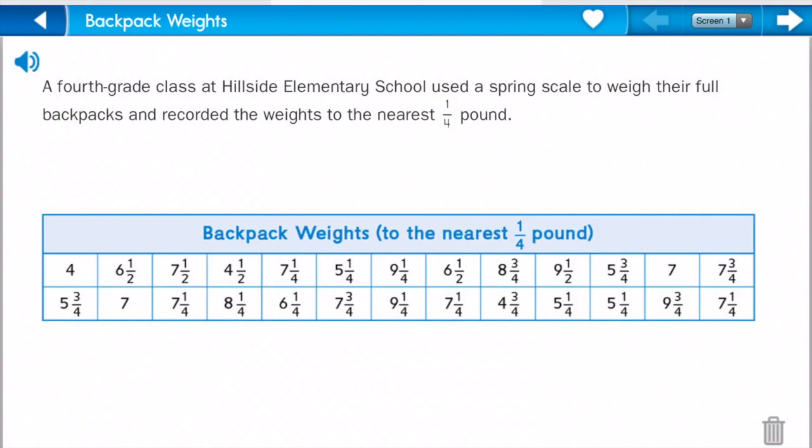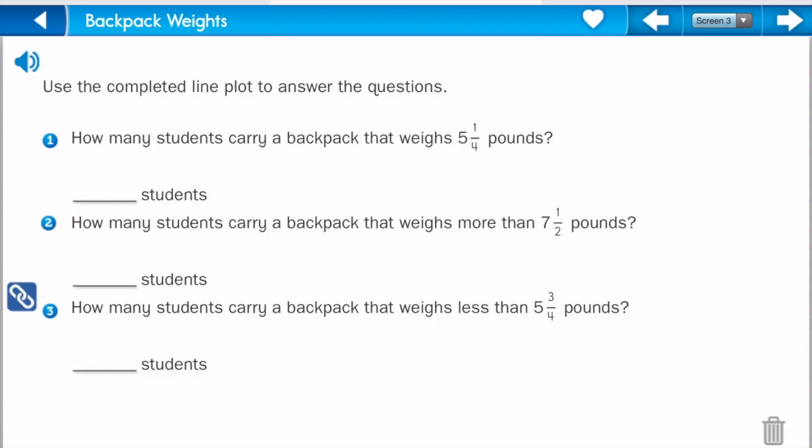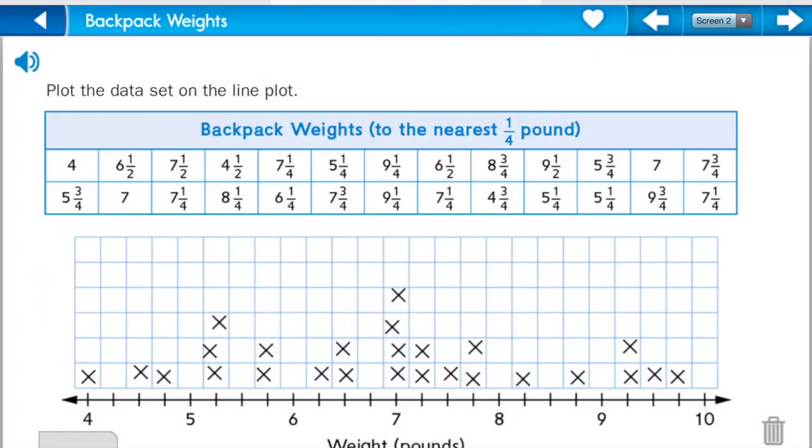So the problem that we are dealing with is a 4th grade class at Hillside Elementary School used a spring scale to weigh their full backpacks and recorded the weights to the nearest 1/4 of a pound. How many students carry a backpack that weighs 5 1/4 pounds? So if I go back and look, there is 3. 1, 2, 3.